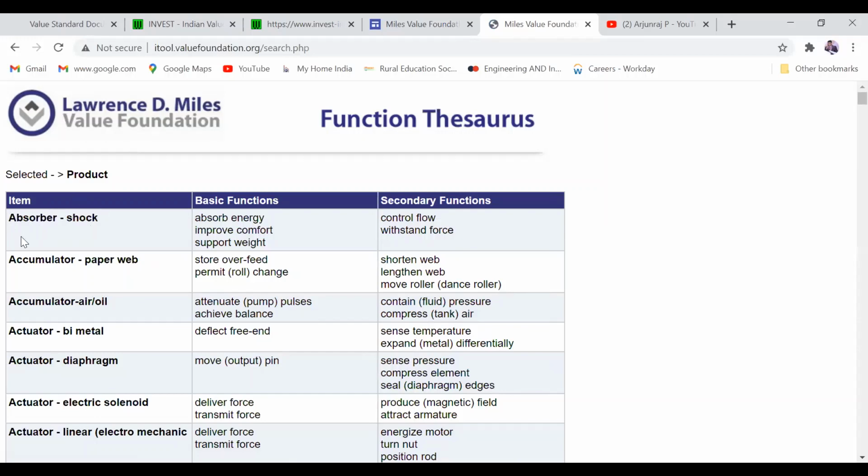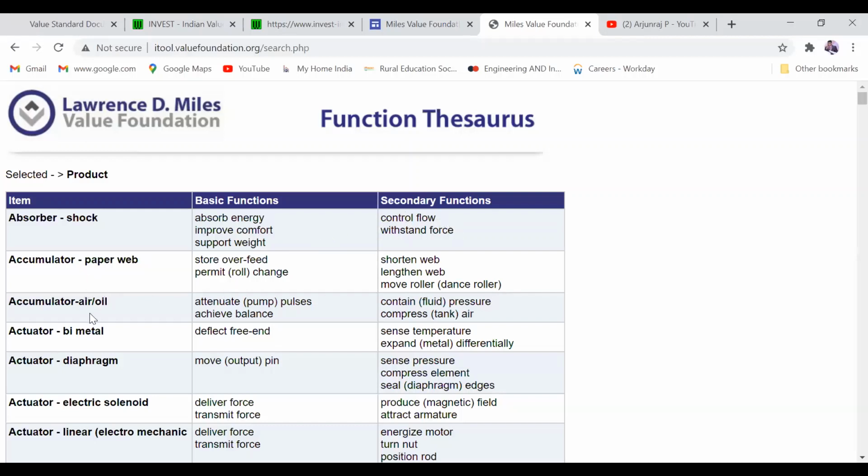Shock absorber in a vehicle. Okay, what is the basic function of a shock absorber? It absorbs energy. It also improves comfort. It supports weight. You have one verb and one noun. You have the secondary function. It controls flow.